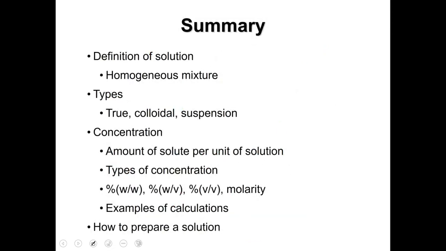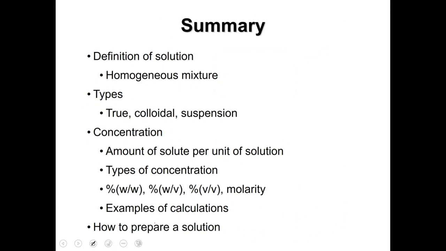So what we talked about are solutions. Okay, we first defined what they are, and they are homogeneous mixtures of two compounds, two substances, a solute and a solvent, which are miscible with each other. And we defined the different types based on the size of the solute. If it's less than 1 nanometer, you would talk about a true solution. If it's between 1 and 200 nanometers, you would talk about a colloidal solution. If it's bigger than 200 nanometers, you would talk about a suspension.